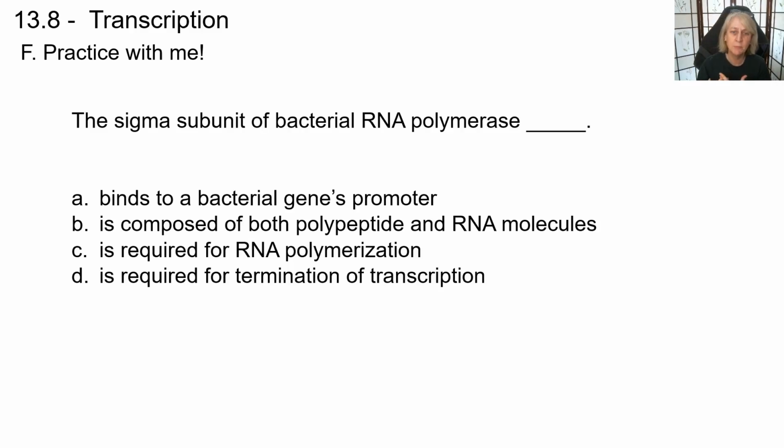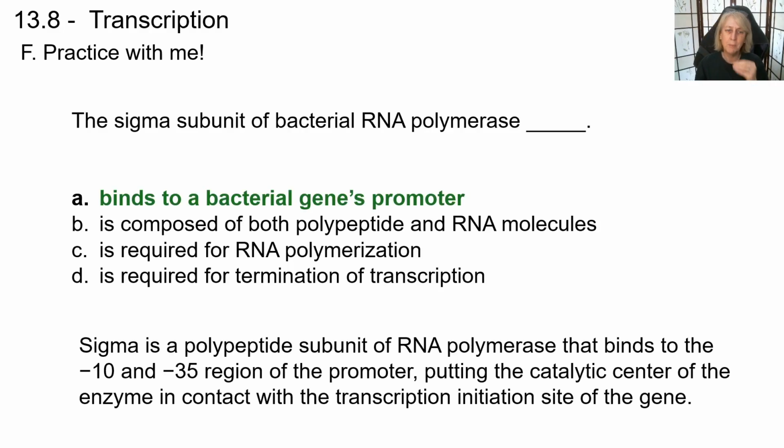The sigma subunit of bacterial RNA polymerase does what? It binds to the bacterial gene's promoter. We don't have this in eukaryotes. It binds to the region of the promoter where we are saying, this is where the gene is about to start. This is the information I want to transcribe. And it basically puts the RNA polymerase in the right position to build the transcript.